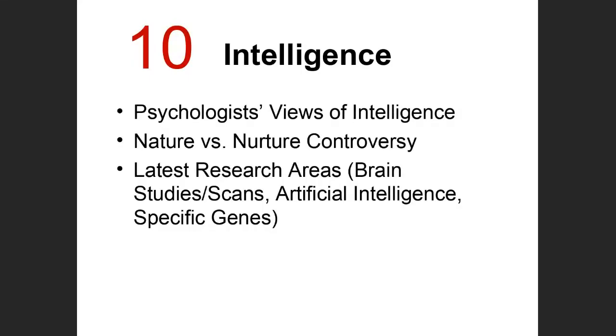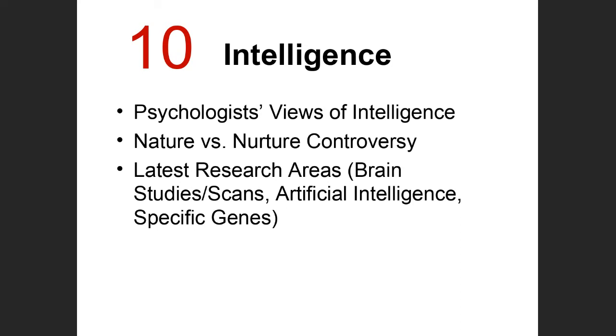If you ask 10 different psychologists their definition of intelligence, you'll get 10 different definitions because they don't really necessarily agree. And there are all these different debates about whether intelligence is more nature or more nurture. And it's kind of like all the other things we've studied in the class where it's not either or, it's both and. So even with intelligence, it's nature and nurture.